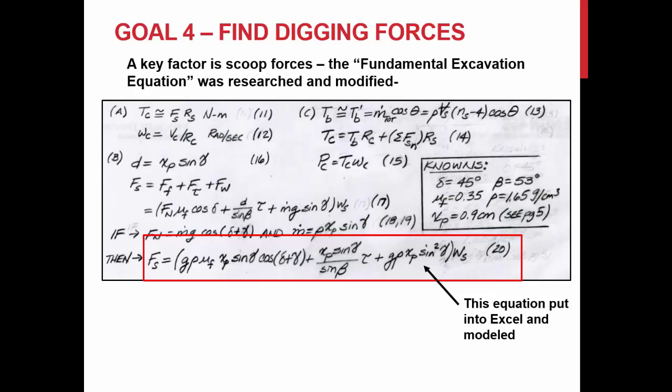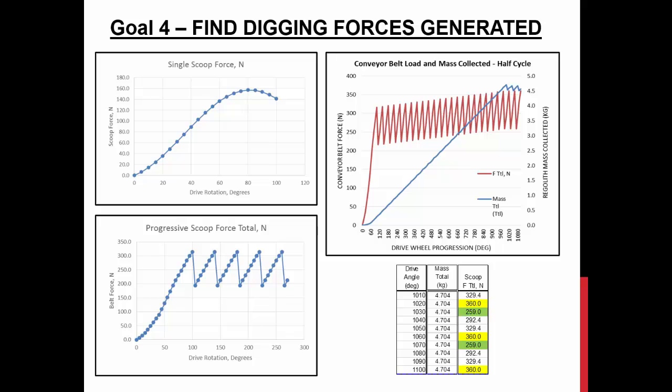We came up with a final equation to describe force as a function of the density of the material, coefficient of friction, the progression length, and the angle of sweep that the scoops are going through, and then comparing that as well to the binding width that we have. So we take this equation and put that into Excel, and then we can come up with our force equations based on the rotation of the mining conveyor.